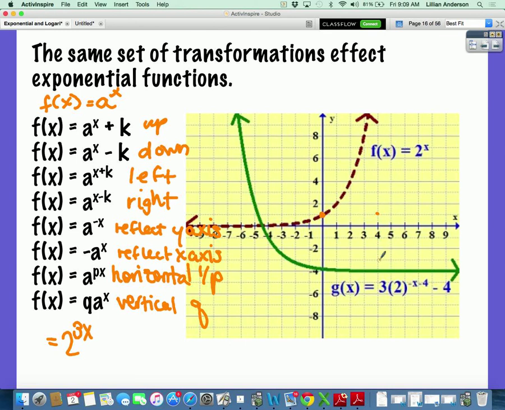2, 3, 4. That isn't right. Did it move to the left? This is a minus. I believe it's a minus. Yeah, that's a minus. So it changes to a 5. There we go. Let's take this point. This point right here, 1, 2. If I vertically stretch it by a factor of 3, what does that point become?